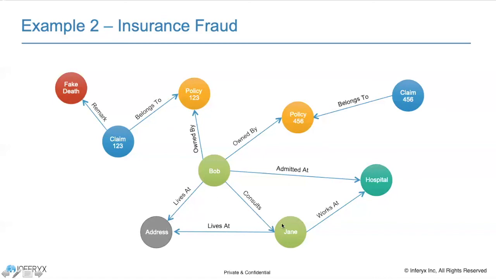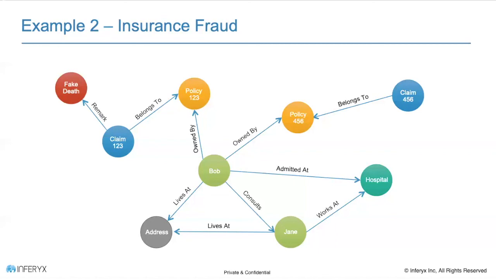But the relationship can only be proven by something that's common between them, like an address, a phone number or an SSN. In this case, we can see both of them are living at the same address, and hence there could be a connection between Bob and Jane, and they're trying to generate fraudulent claims or getting admitted in hospital for no reason. These are just one or two examples, to build an intuition of how graph visualizations can really help you.